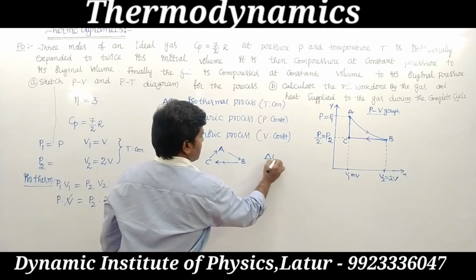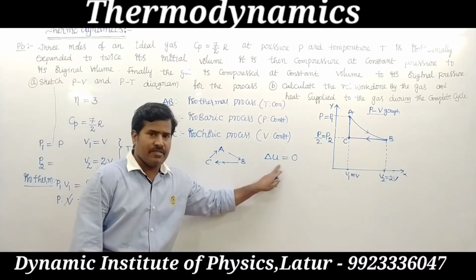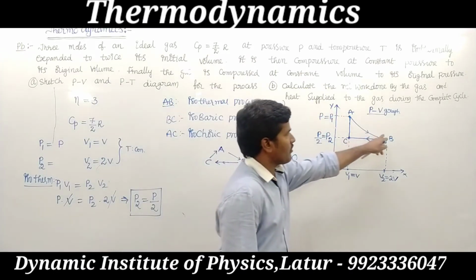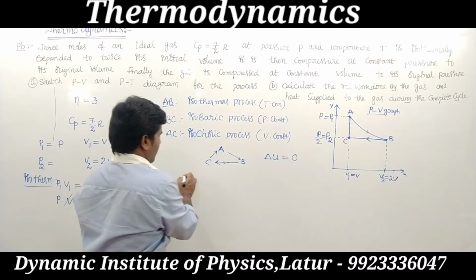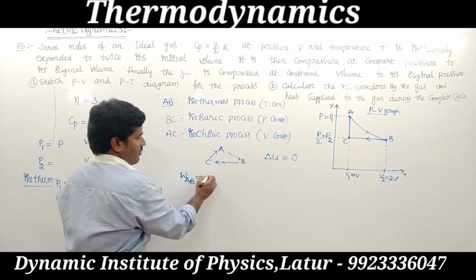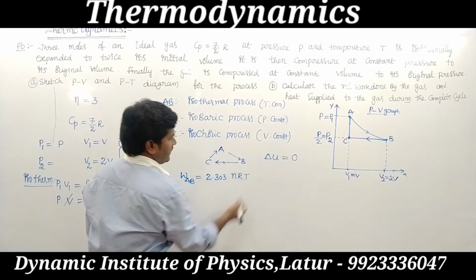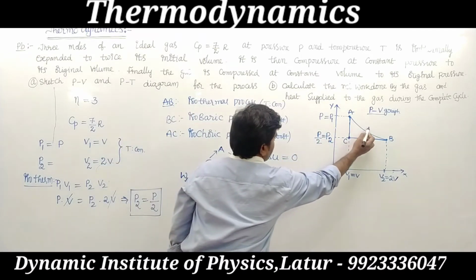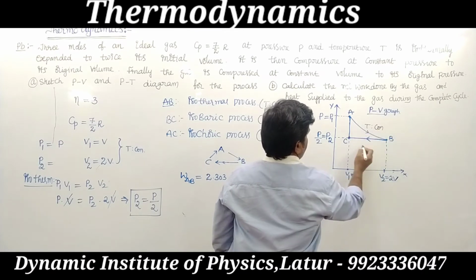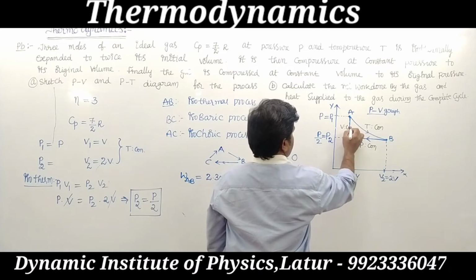In a cyclic process, internal energy becomes 0. Here the work is done. First, in the isothermal process, A to B, work done equals 2.303 nRT. Temperature is constant here. Here pressure is constant. Here volume is constant.